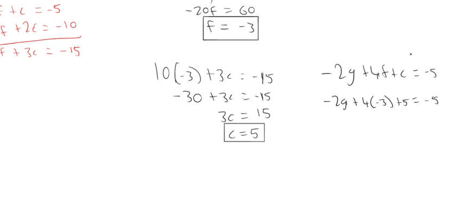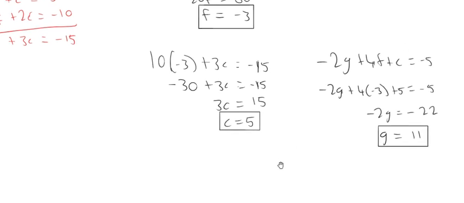So we get minus 2g is equal to minus 22. So g is equal to 11. Yeah, so we get g is equal to 11. So then we can just sub it back into the very original formula. So it'll be x squared plus y squared plus 2gx plus 2fy plus c is equal to 0.